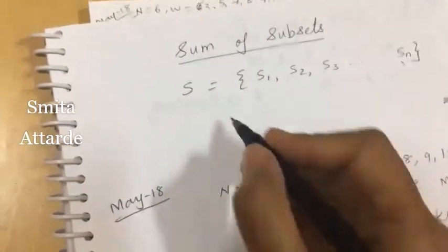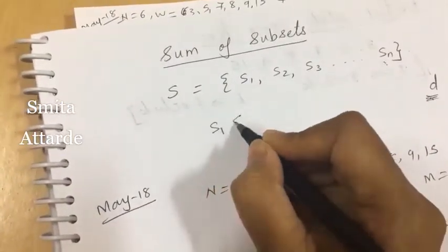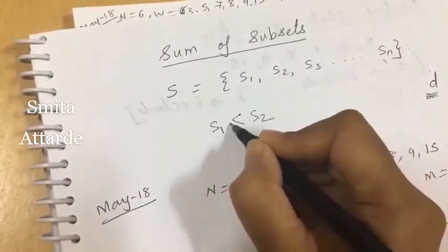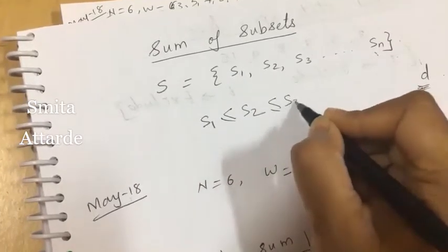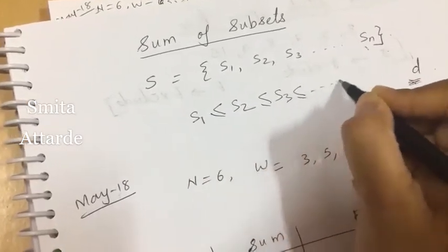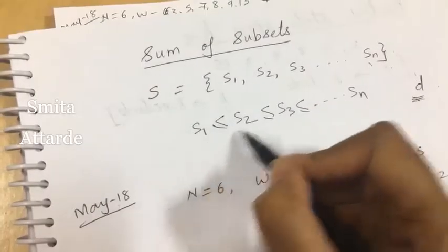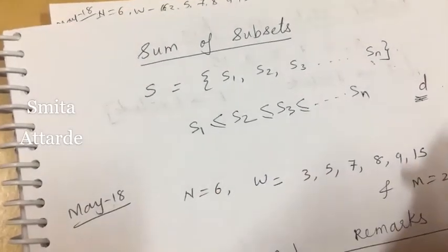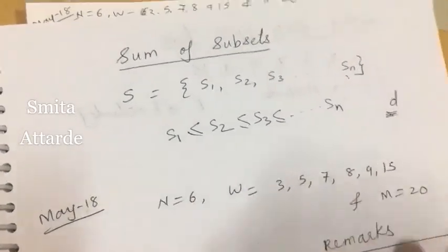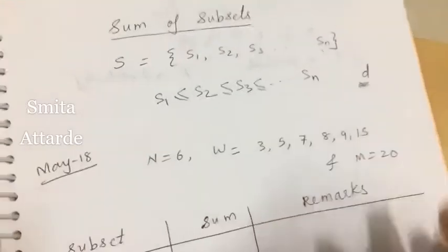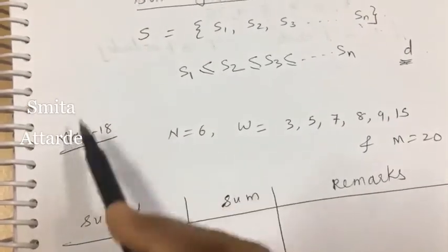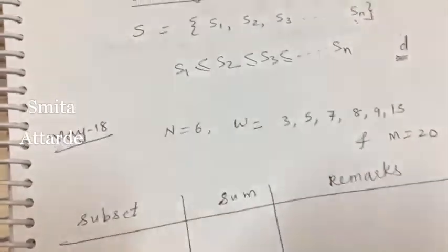Now these are arranged in ascending order. That means s1 is less than or equal to s2, less than or equal to s3, less than or equal to, up to Sn. So this set of values is arranged in ascending order. So how to solve this problem using the backtracking concept? For that we'll take the example which was asked in May 2018.